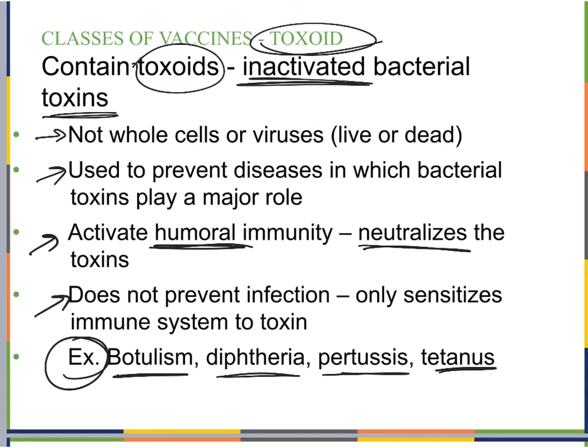Now, this doesn't prevent infection, though. So if we have a bacteria, say, responsible for botulinum, if we have that bacteria get in our body, it can actively reproduce and multiply in the body because we don't have immunity to that bacteria. It only sensitizes the immune system to the toxin. So we're just making sure that our body doesn't get overwhelmed with the toxin, but we can have an active infection with botulinum.